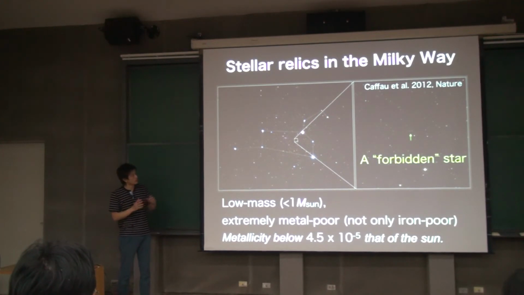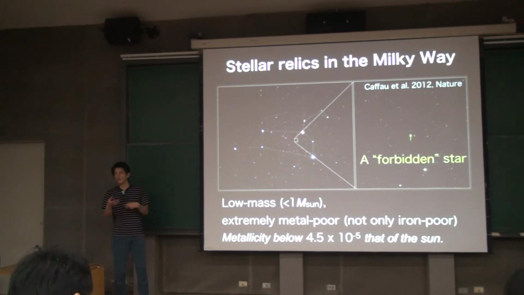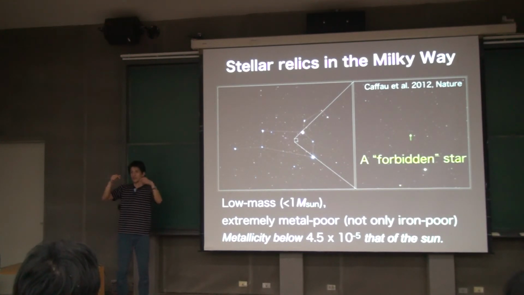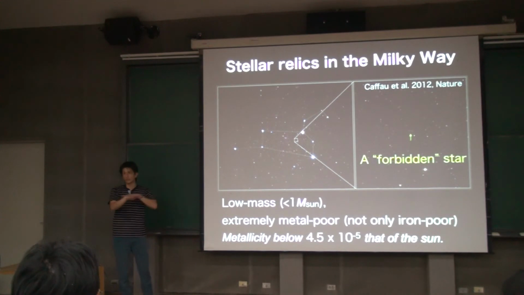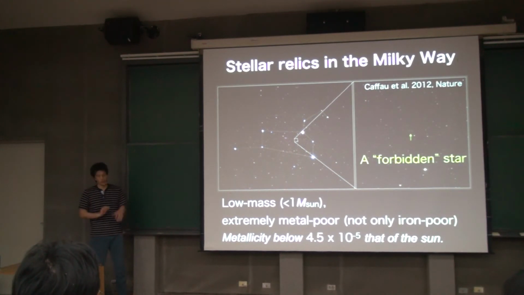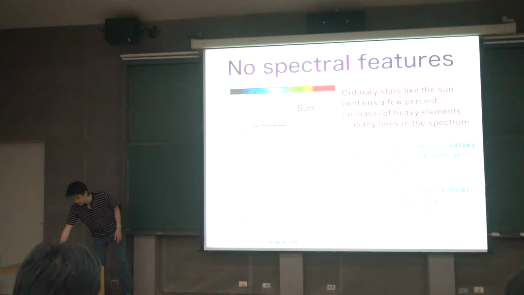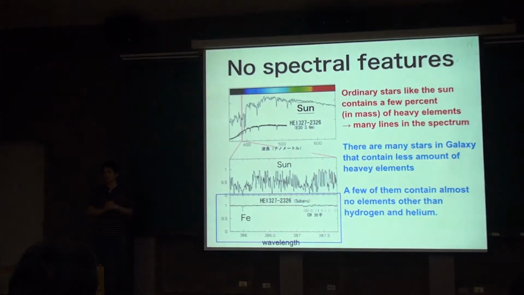This is what we believe: these stars were the archaeological remnants, messengers from the early universe. They have been floating around, then eventually possibly incorporated in the galaxy in some way. But definitely, they were not formed within the galactic disk. That's the only difference. Otherwise, they all look like ordinary stars, and only the spectra look very interesting.